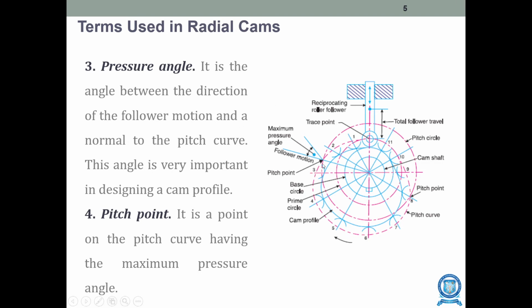So the pitch point corresponds to the point of maximum pressure angle, and a circle drawn with its center at the cam center to pass through the pitch point is the pitch circle. We will see the pitch circle in the next one. So this pitch point, having a maximum pressure angle, is very essential for designing a cam and follower mechanism.